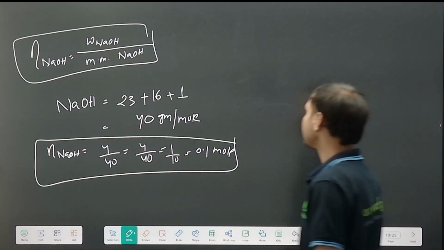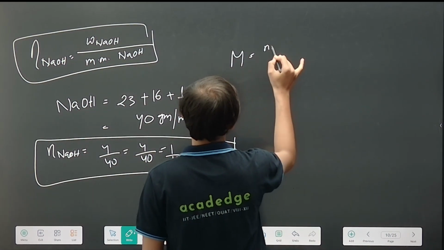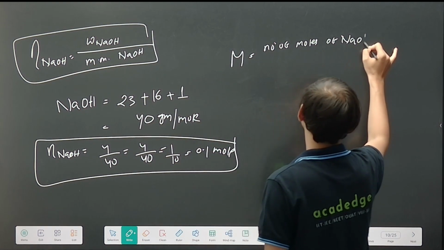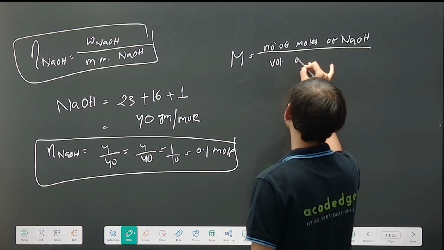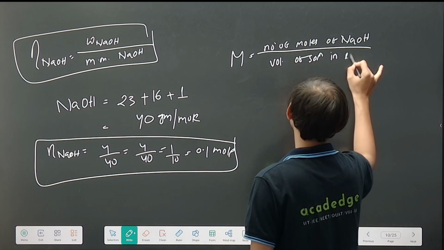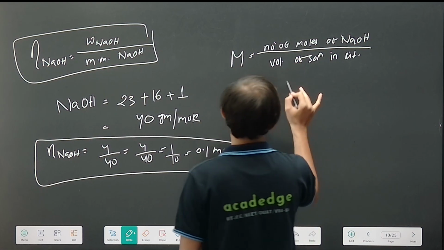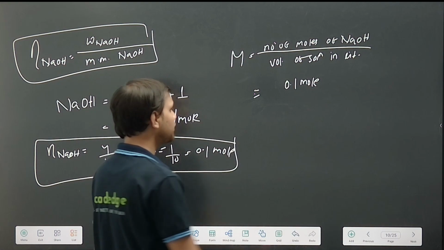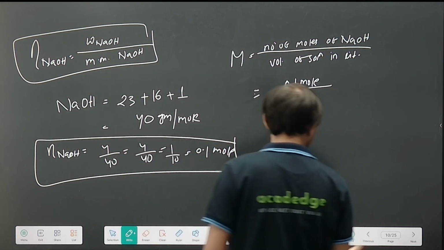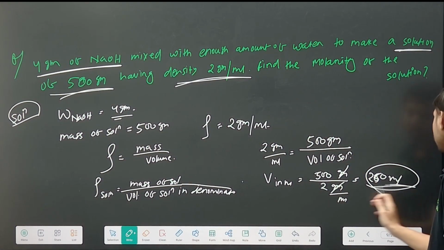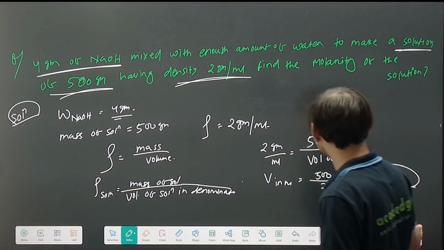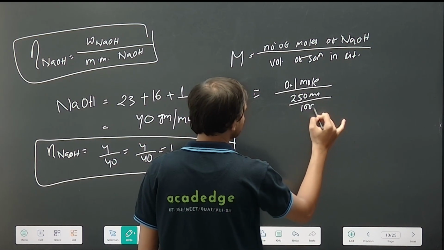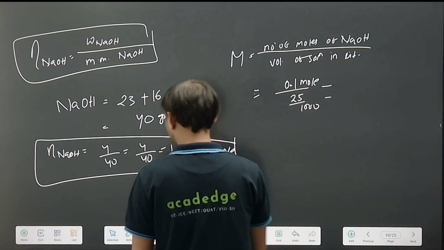The molarity formula is M equals the number of moles of sodium hydroxide divided by the volume of solution in liters. Here it will be 0.1 mole, because this is the mole of sodium hydroxide, which is the solute, divided by the volume of solution in liters. The volume of solution is given as 250 ml, so I need to convert it into liters by dividing by 1000. So the ml term is converted to liter.